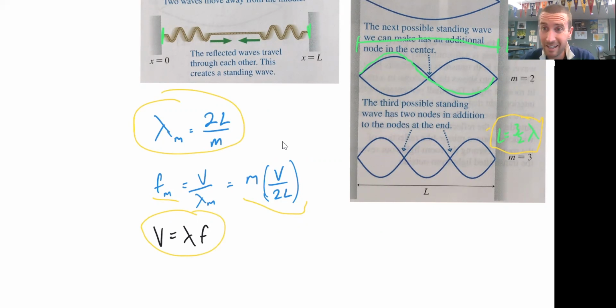I've got to be perfectly honest, memorizing these equations is not helpful for me. I just always, always, always start with this guy. If I start with this one and I remember 2 bumps is a wavelength, you're good to go.